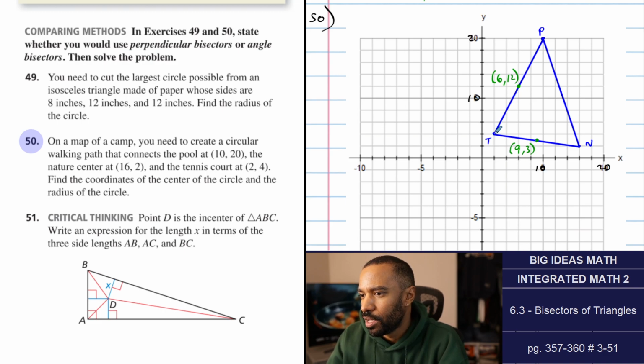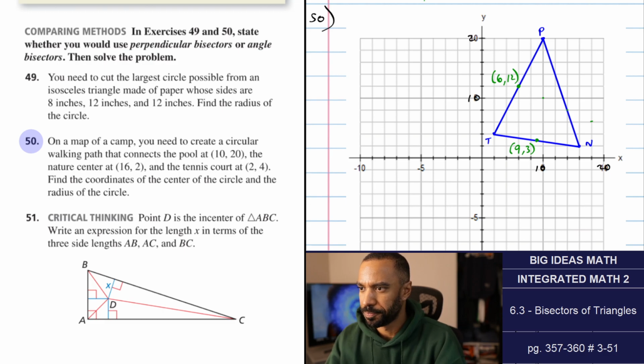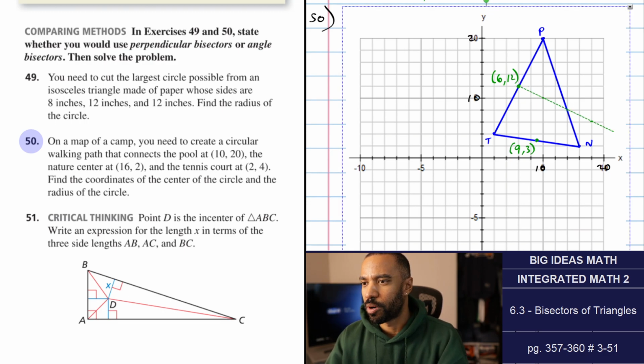Anyway, so this one, what? Up 4 over 2. So up 2 over 1. So down 1 over 2 like that. And down 1 over 2 like that. So this would work out for this line here. We're finding perpendicular bisectors. Remember that? So here's a perpendicular bisector of this one. And then this one is perpendicular bisector.